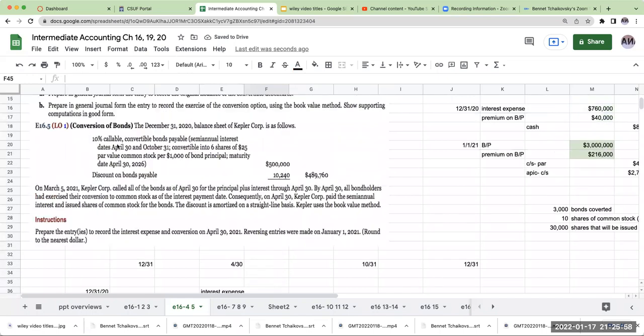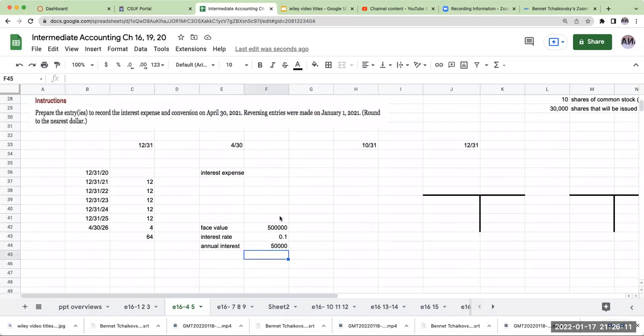These are callable convertible bonds, meaning that the company can essentially tell the holders that they've got to convert or they'll get paid out. So you've got the annual interest, but because this is semi-annual, this is going to be 50,000 times 0.5. So we know that we're going to be paying out 25 grand.